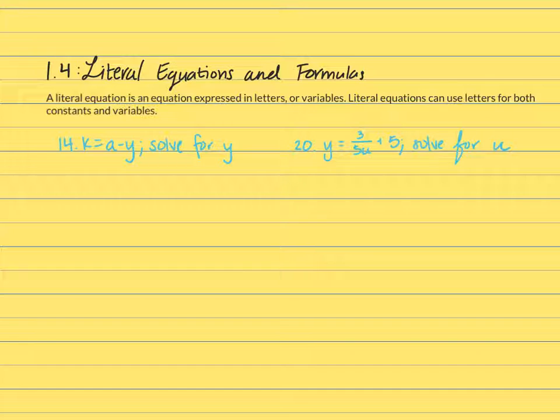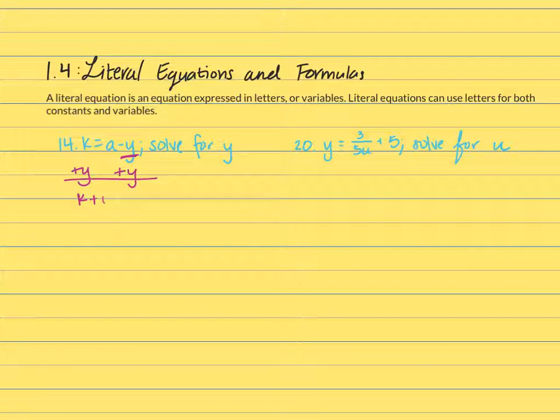So in 14, we're given the literal equation k equals a minus y, and they're asking us to solve for a specific letter, and in this case, they want us to solve for y. So I'm going to quickly underline the variable we're solving for, okay? And I notice that I have a minus y on the right and just k on the left. So I want to use a positive number because I just want y. I don't want minus y, I want y. So I'm going to add y to both sides.